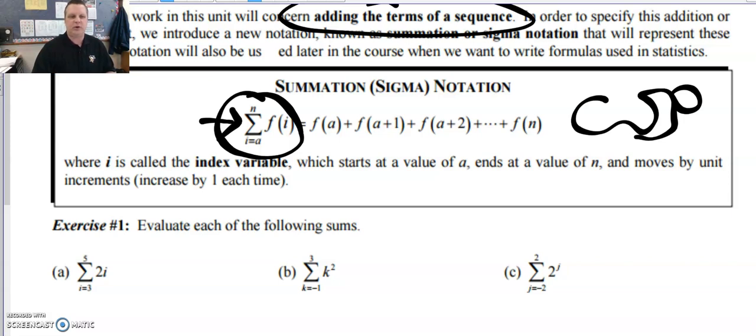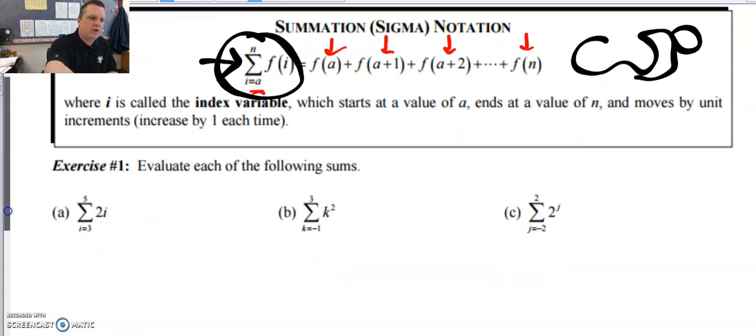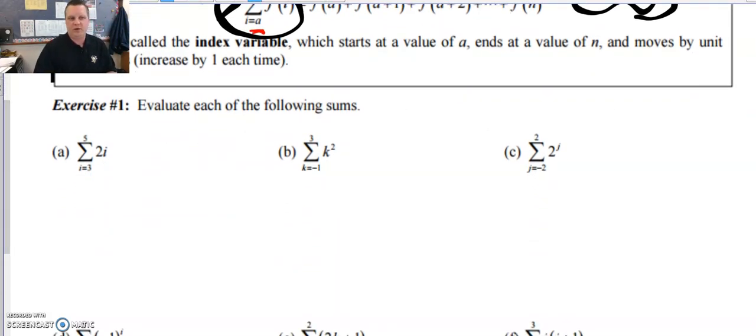What you're essentially doing is whatever the a term is, that's where you start. So your f of a is your starting point. And then it goes up in order all the way to n. So a, and then a plus 1, plus 2, plus 3, all the way to n. It's rather difficult to comprehend when you're just talking about variables, but when you substitute in actual values, it makes sense. So with this one here, the summation of i equals 3 to 5 of 2i.